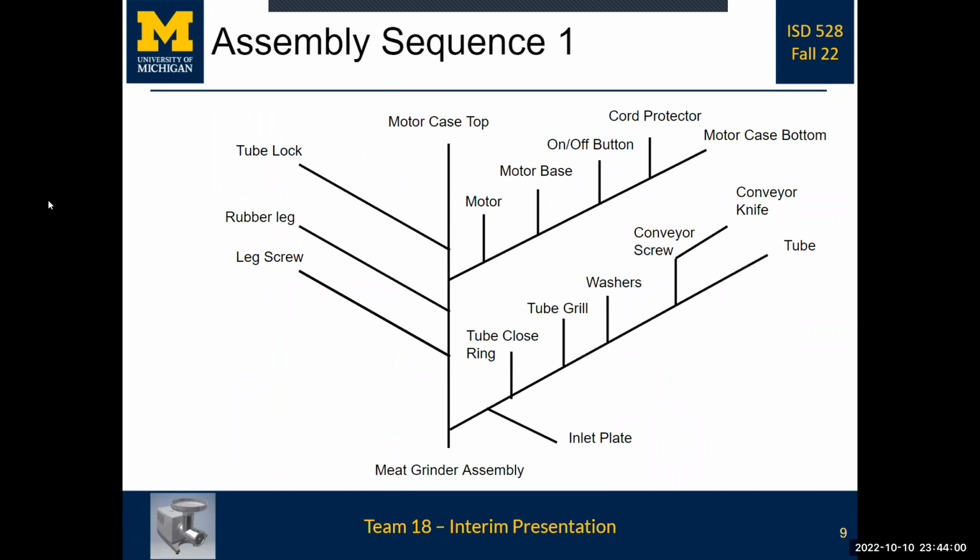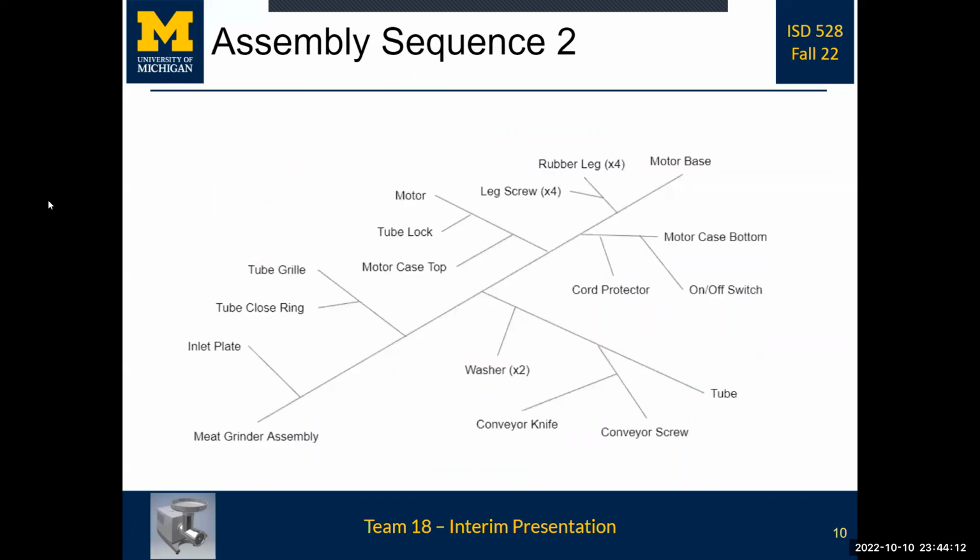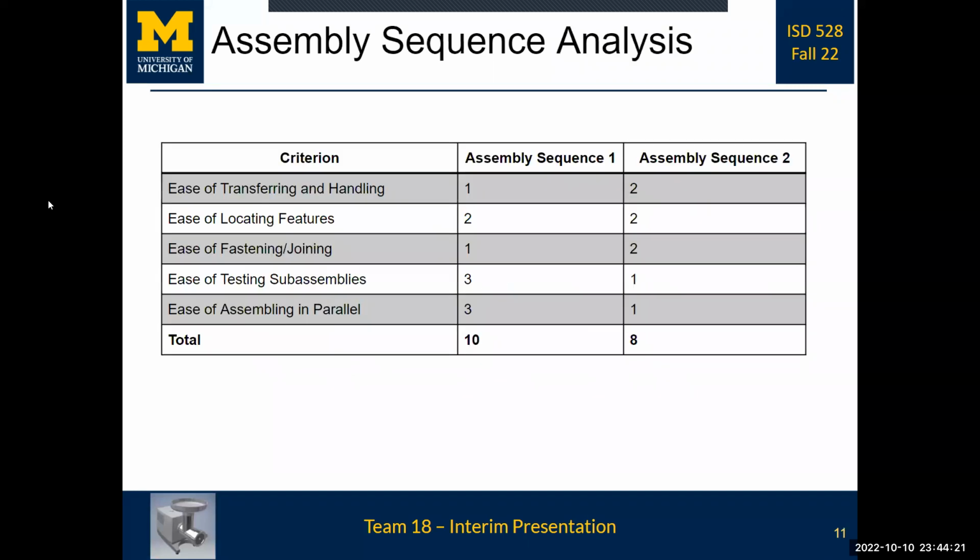Thanks, John. Based off the design that Mark briefed, we created two assembly sequence diagrams, then performed our assembly sequence analysis. Assembly sequence 1 focuses on assembly of major subsystems in parallel, then integrating them into the entire system. Assembly sequence 2 focuses on a bottoms-up assembly approach, starting with a base and limiting the amount of time you have to manipulate the entire system during assembly. For our assembly sequence analysis, assembly sequence 1 beat assembly sequence 2 by a score of 10-8.